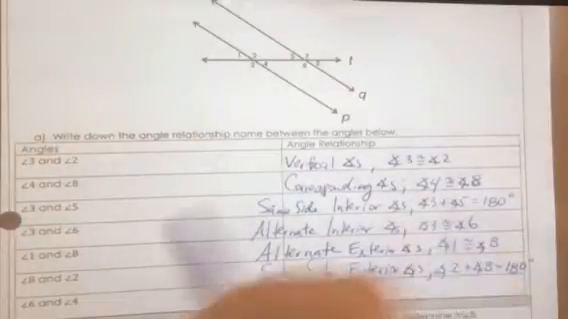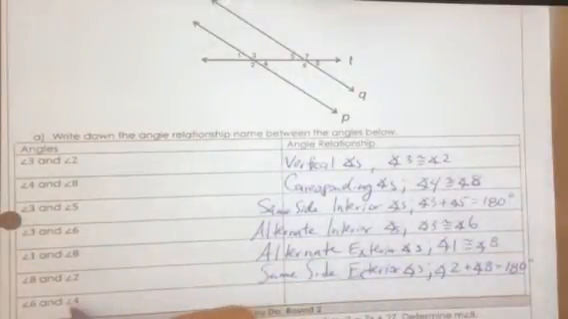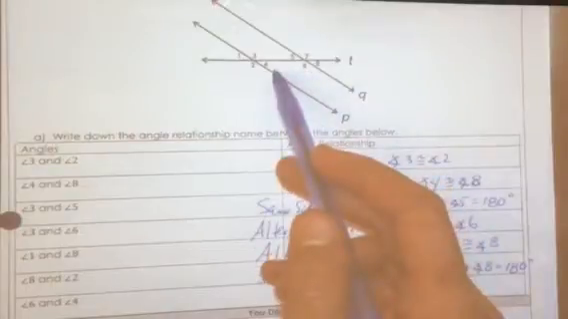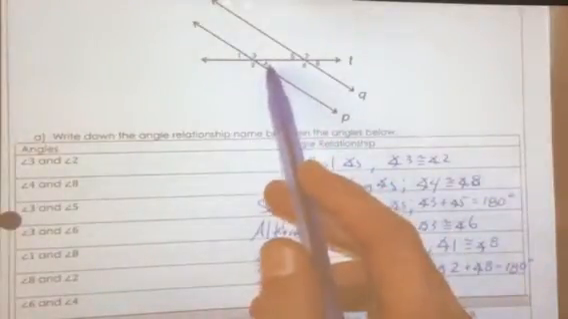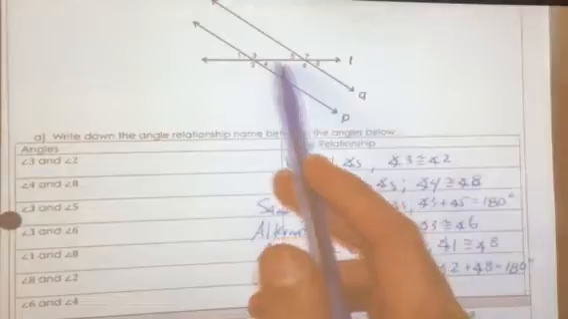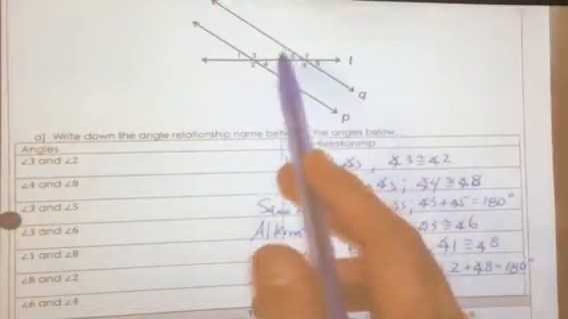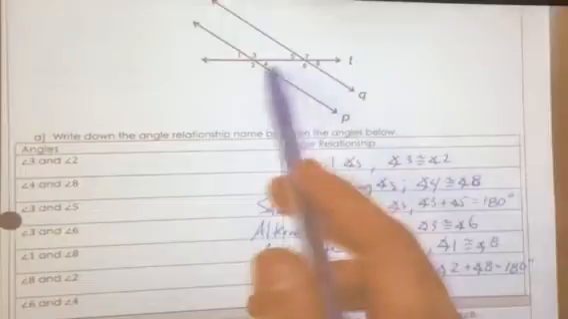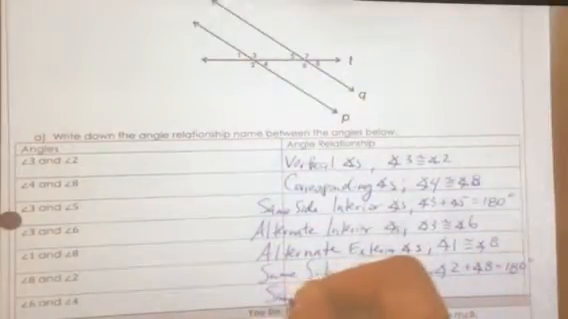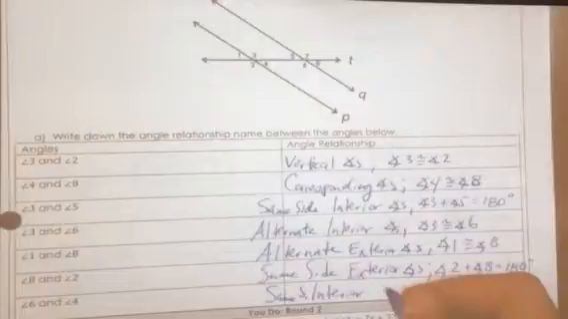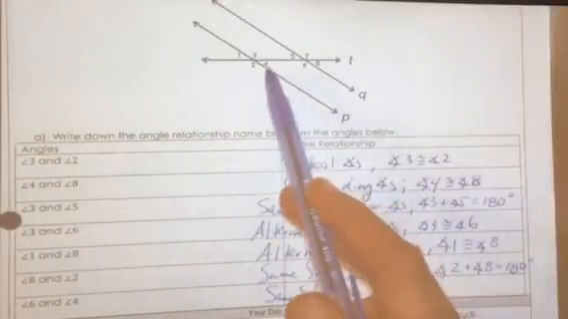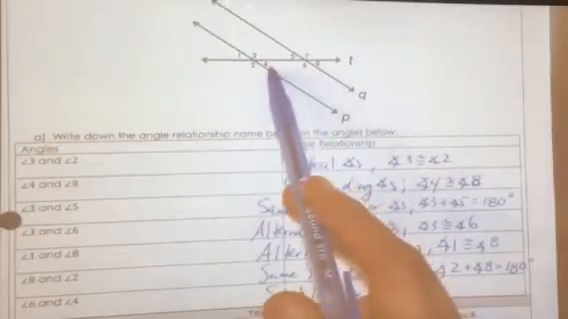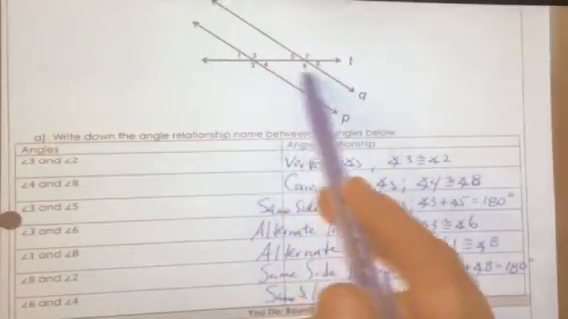One more. Angle 6 and angle 4. Angle 6 and angle 4 are on the interior. And are they on the same side of the transversal or are they alternate? They're on the same side of the transversal. So it's the same side interior angles. And let's see. 4 and 6 are not congruent. 4 is acute, 6 is obtuse.